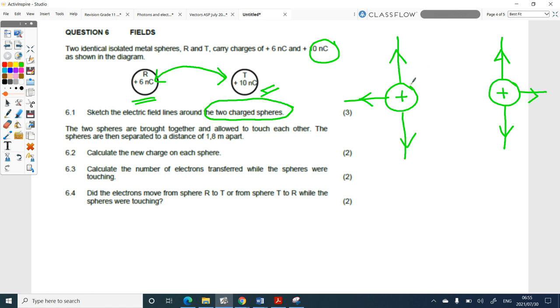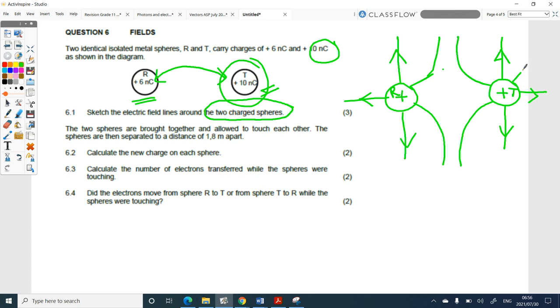Then because it's going away from this positive, but it's also going away from this positive, they're going to do this because they're going away from both positives. So that will give you your 2 marks already because you've got the shape right and you've got the direction right. The next one is a little bit of a thinking question, and you needed to realize that the 10 one will have more dense lines.